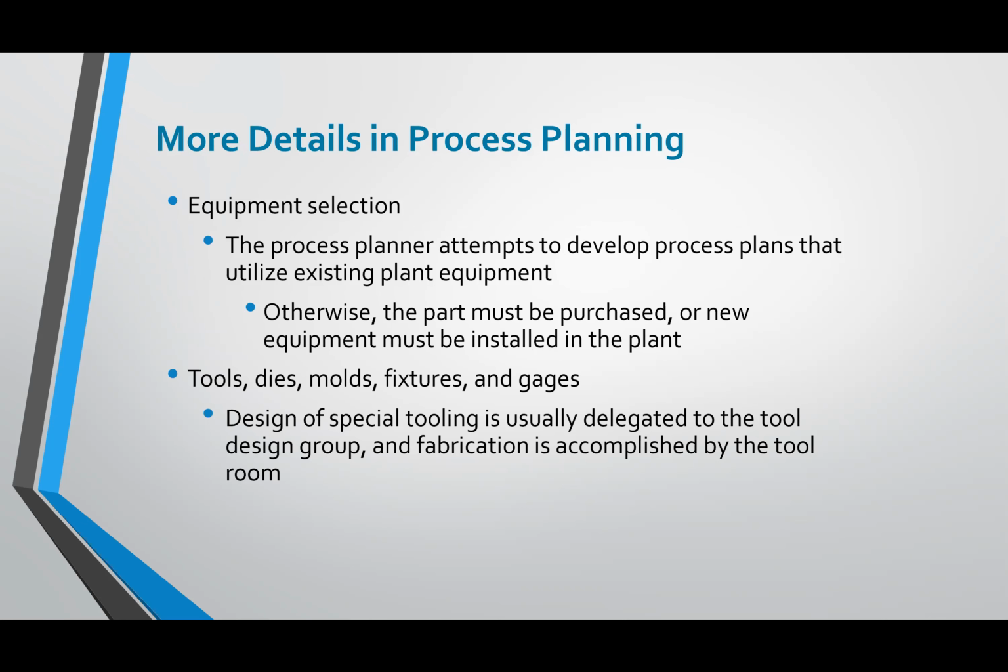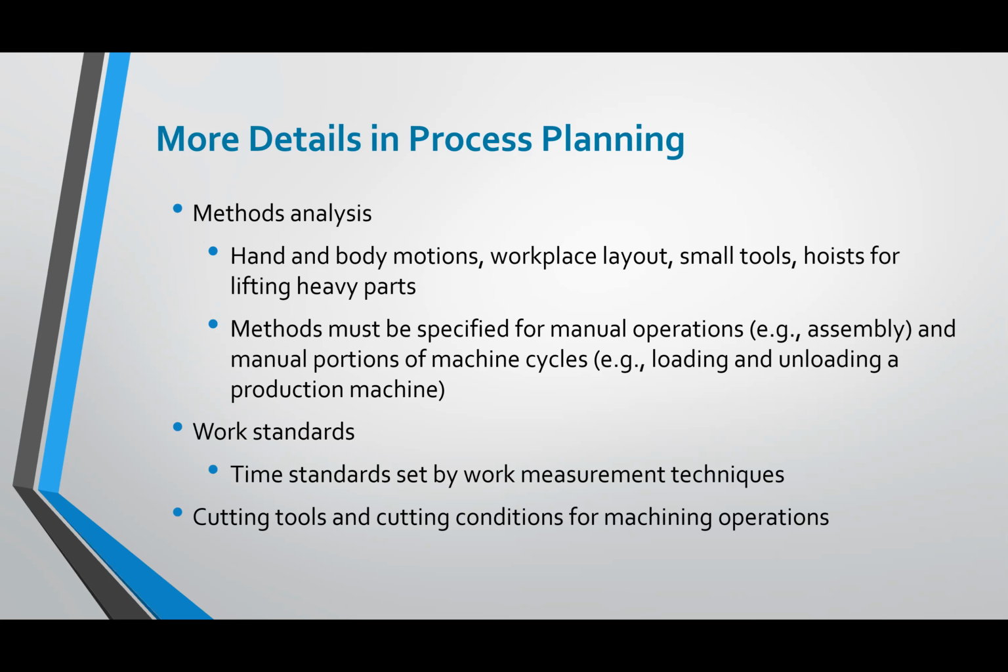And so again, this is part of the make or buy decision. If you have the equipment for that part, that's great. If you don't, you either have to get the equipment, which is very expensive, or you have to outsource. The tools, dies, molds, fixtures, and gauges are all the specialty tooling associated with that specific product.